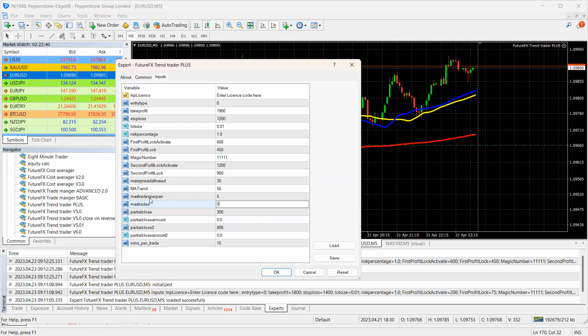So we also have a max trades per pair setting now. And in all of my back testing results in those settings, for the optimized settings, I've used a max trades per pair of 5.